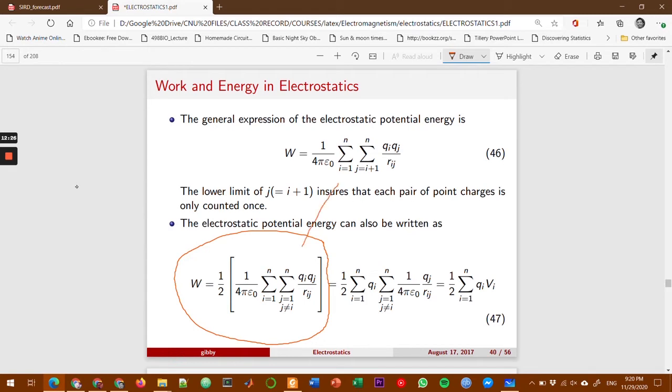Each term is equal to the other, so they are the same. Instead of counting j equals i plus 1, we start again from 1 up to n, provided that j should not be equal to i. If you use that formula, you will count q1, q2 and then q2, q1. So to avoid doubling the count, since it is redundant, we put a factor of 1/2 to balance it.